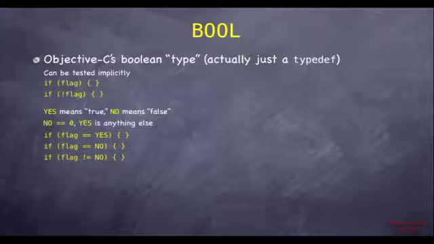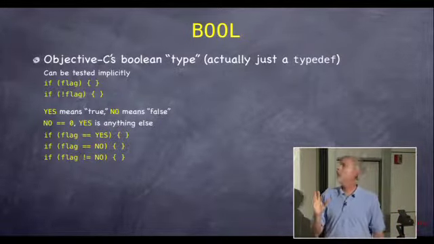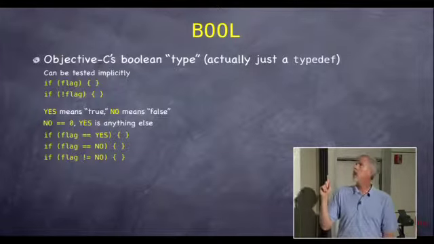Okay. All right, BOOL. I think you understand BOOL. NO is 0, YES is non-zero. We don't use true and false, we use YES and NO. There probably are true and false defined somewhere in all those header files, but we use YES and NO. And we also implicitly test it a lot.